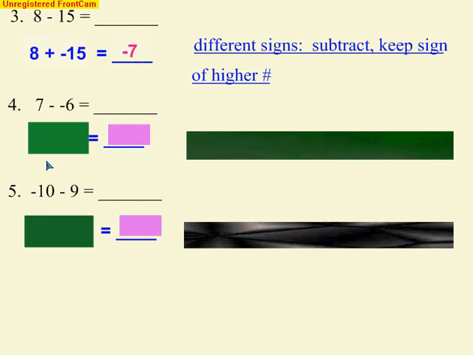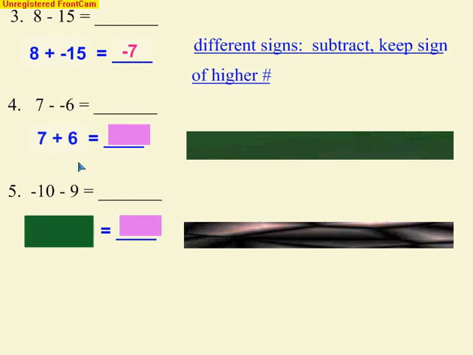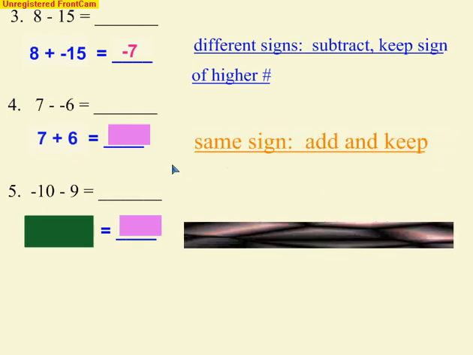Okay, next one. We want to rewrite this first as an addition. 7 minus negative 6. Minus a negative is going to change to a single plus. So we're going to rewrite this 7 plus 6. Signs are the same. We're going to add and keep the sign. 7 plus 6 is 13. Both are positive, so we keep it positive.